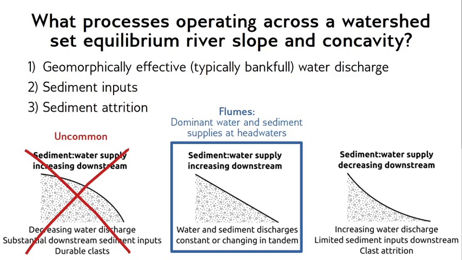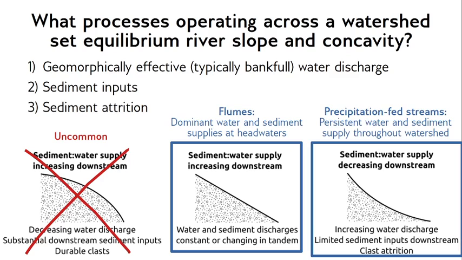And the third option, and this is very common across the world for precipitation-fed streams, is that we have persistent water and sediment supply occurring throughout the watershed. And so the sediment to water supply ratio is decreasing downstream in this case because we have additional precipitation from more rainfall going through the catchment as you go farther downstream.